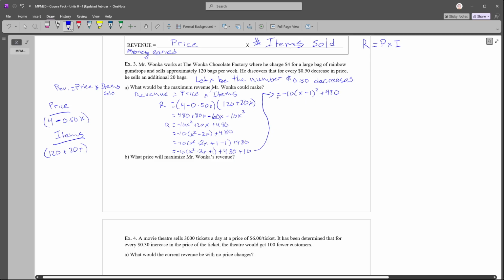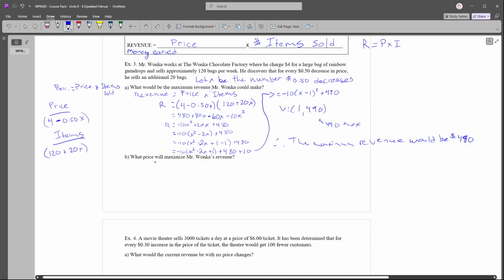All right, so we now have our entire quadratic relation, so now we can pull out our vertex. Our vertex is located at 1, 490. So what does that mean? That means that we have a max of 490. So therefore, what would the maximum revenue be? Therefore, the maximum revenue would be $490.